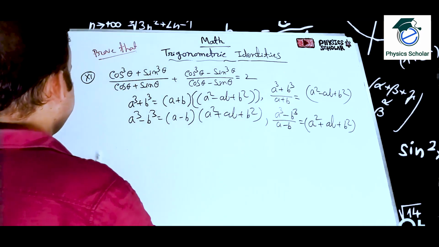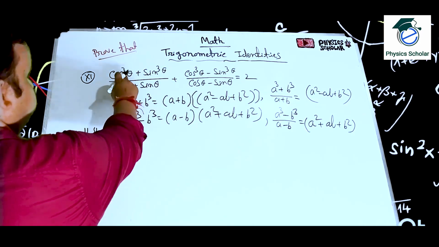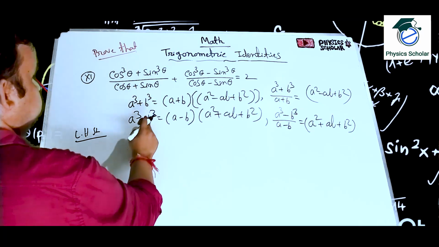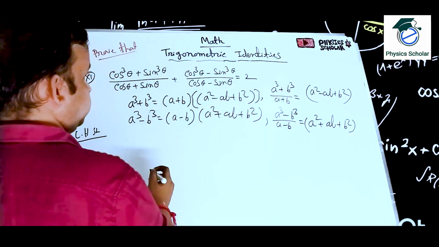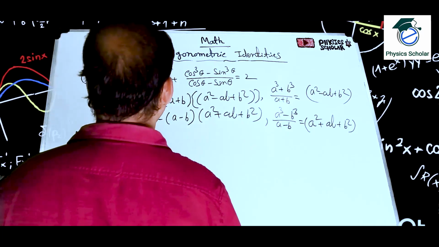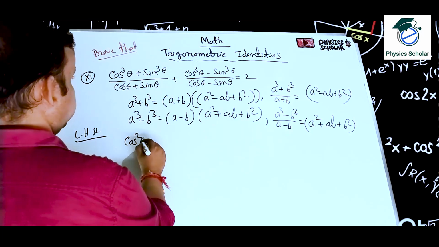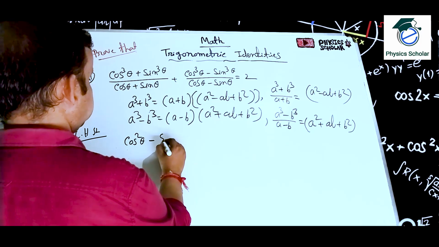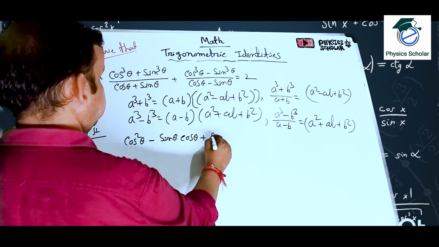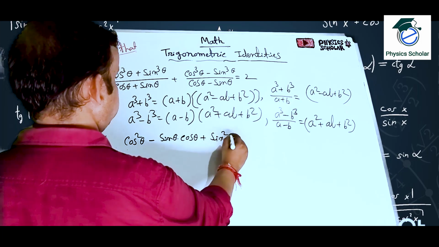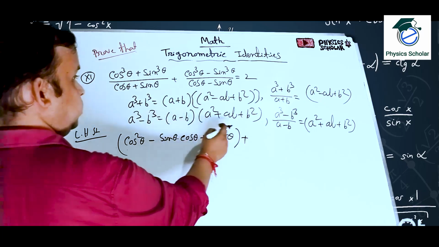So here what is given on the left hand side? (a³ + b³)/(a + b). Then what we can write? a² − ab + b². So what is a? Cos θ. So cos²θ minus sin θ cos θ plus sin²θ. Okay. Plus here what?